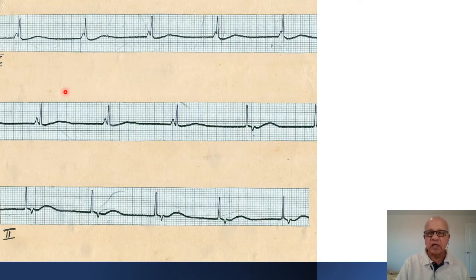The sinoatrial node itself is firing at a slow rate of 40 per minute, right? So these are not producing the QRS complexes, which you have seen. We have said already, it is due to the junctional rhythm.